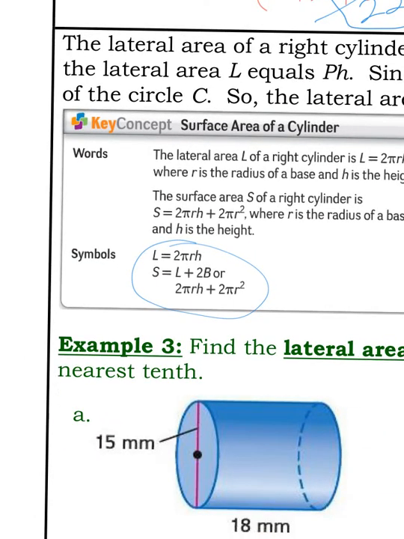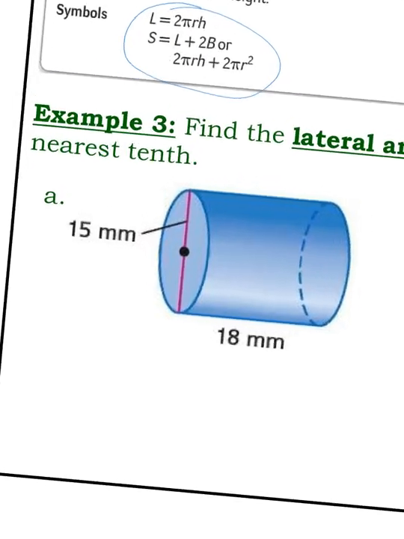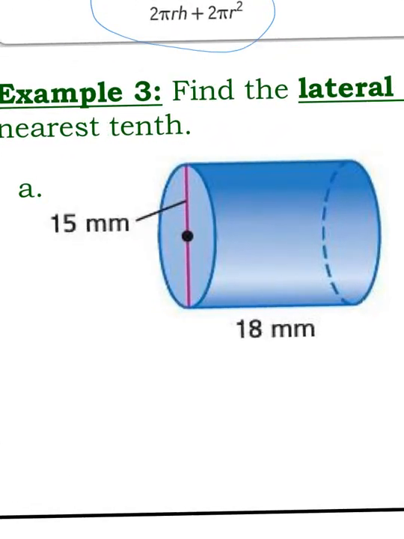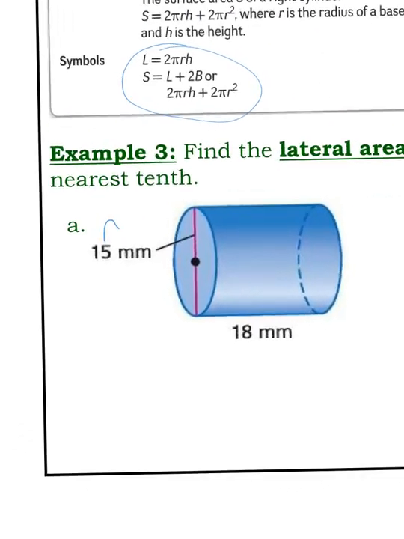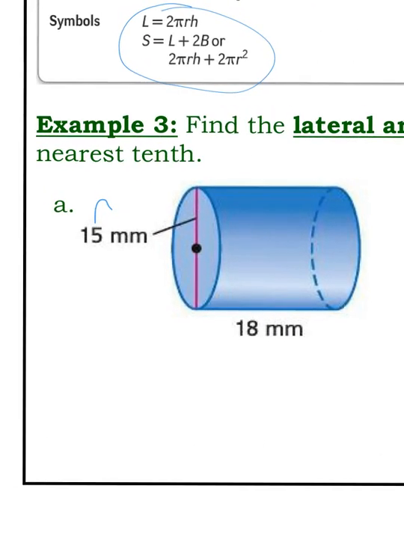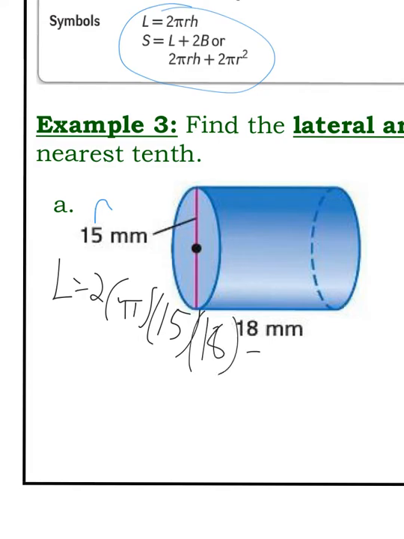Whoops, let's see here. Let's get started with this. So I have 15 and it's pointing to the upper part of the line. So I'm going to go ahead and assume that it's trying to tell me that that's the radius. So the first thing I'm going to do is my lateral area, which is 2 pi rh. So L equals 2 pi r h. All right, so type that in and we'll approximate it. And I get approximately 1696.46.